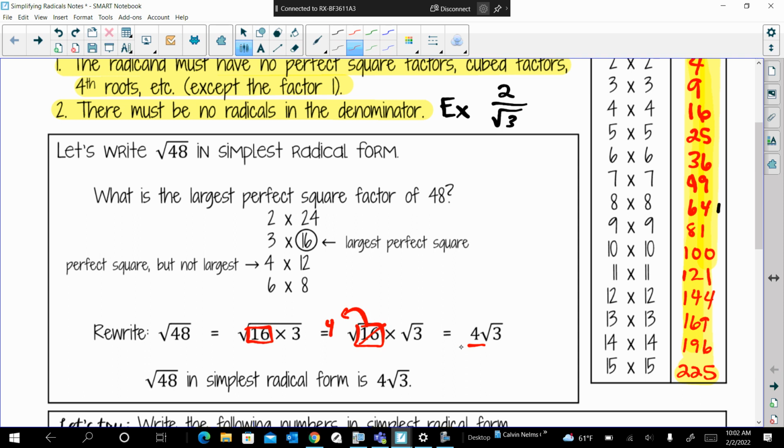That's why the final answer here is 4 root 3. The perfect square came out to the front when you took the square root of it, and what remained stays underneath.